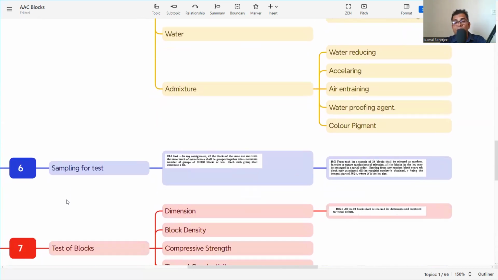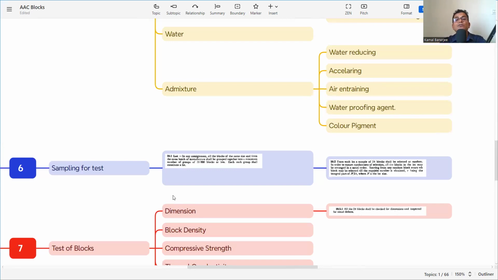Now the block has been manufactured, and we need to test the blocks. For the test, we need to sample the blocks. What is the sampling procedure? It is mentioned in clause 10.1: what is the lot. In any consignment, all the blocks of the same size and from the same batch shall be grouped together into a minimum number of groups of 10,000 blocks. So one lot means 10,000 blocks.